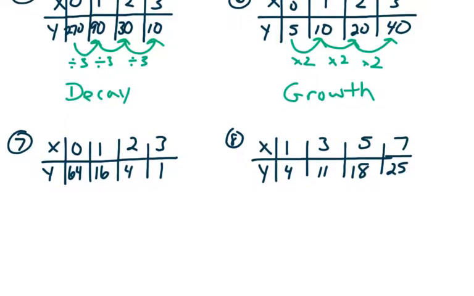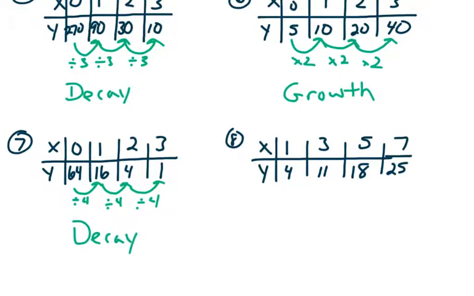Okay, let's look at the next one, 64 to 16. Oh boy, if we take 64 divided by 16, that's going to give us 4. So we can go from 64 to 16 by dividing by 4. 16 divided by 4 would give us 4. And 4 divided by 4, any number divided by itself, is going to give you 1 every time. So we're getting smaller by the same rate as time goes on. So this is an example of exponential decay.